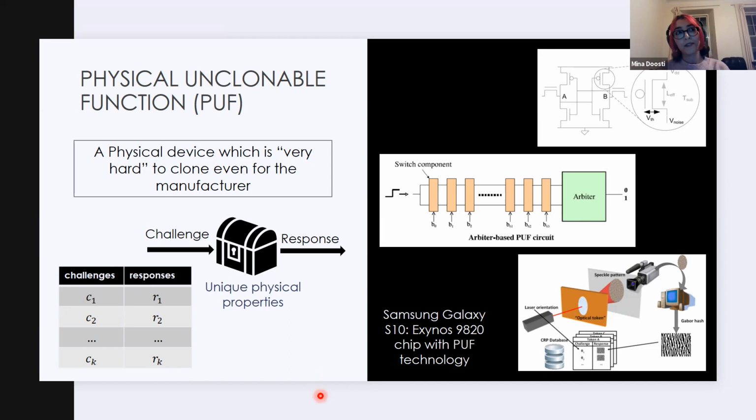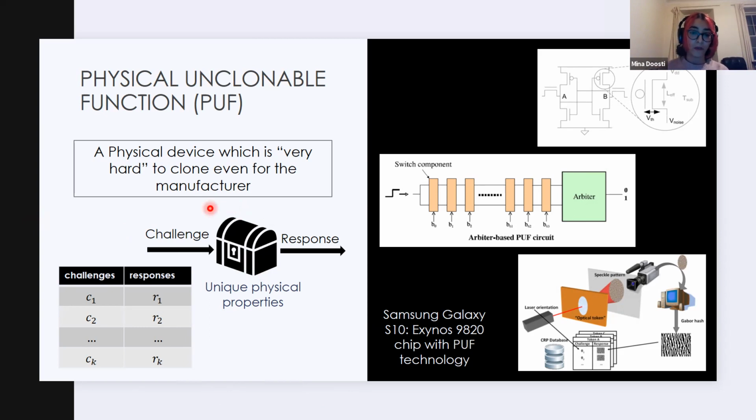And this happens in some physical devices because of the randomness that occurs during the manufacturing of the device, which is uncontrollable in nature. As a result, you have devices where even the manufacturer cannot produce two exact copies. We usually treat PUFs as a black box that we send some challenge into and get some response.